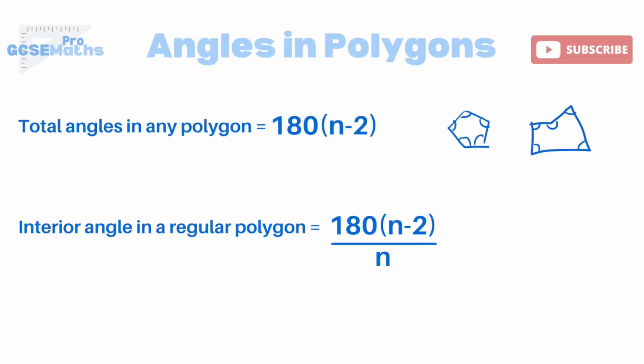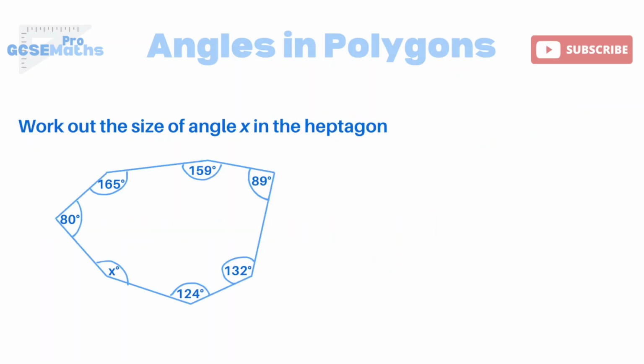Now let's actually go through some questions so you can see what we're talking about and how to use them. Here we've got: work out the size of angle x in the heptagon. A heptagon is a 7-sided shape, and naturally we're not going to have memorized what all of these angles should add up to. So I'm going to use the first formula to work out what all of these 7 angles should add up to. We have 180 times n, which in this case is 7 sides, minus 2, and that should give me 900 degrees. So for any heptagon, even an irregular one like this, it should add up to 900.